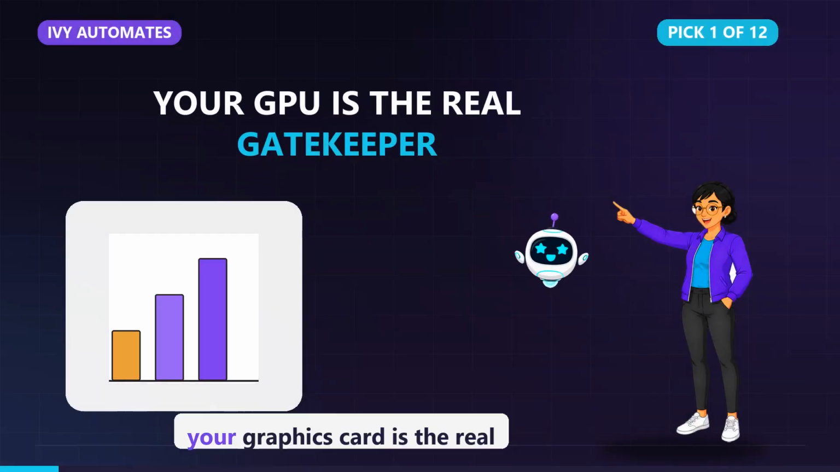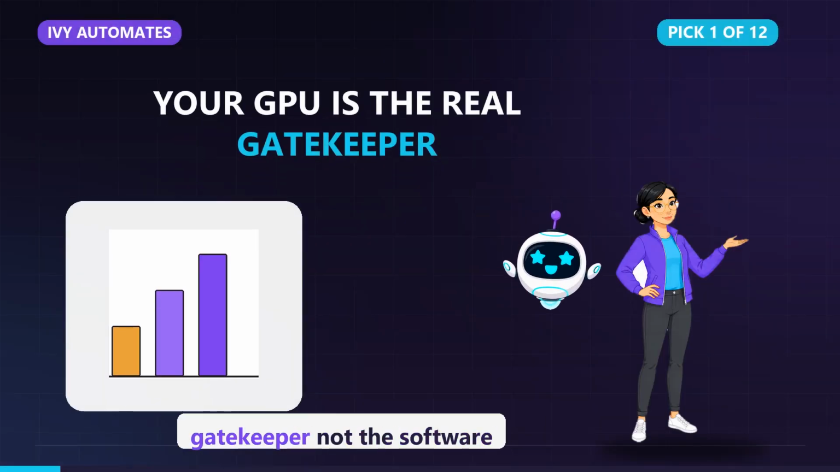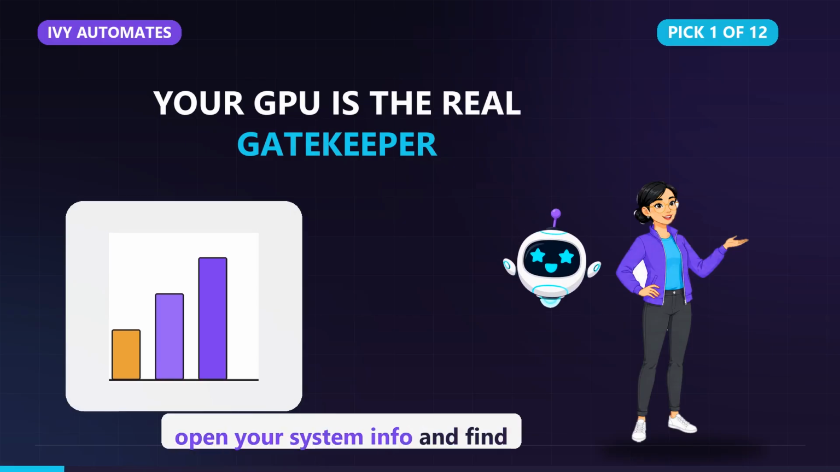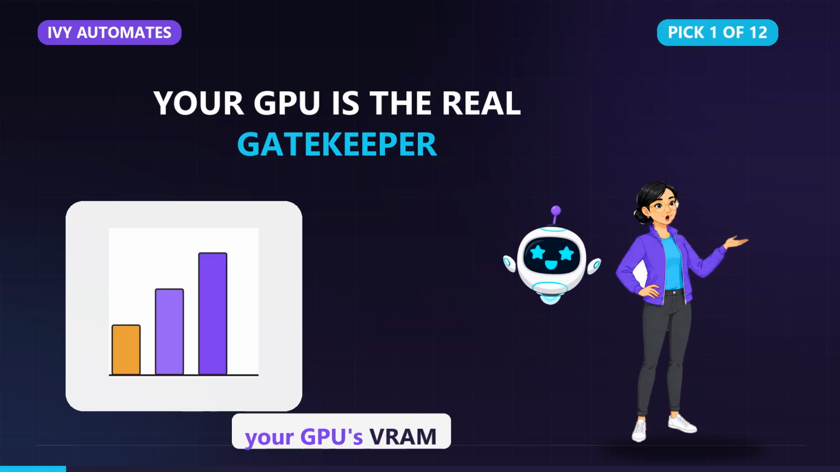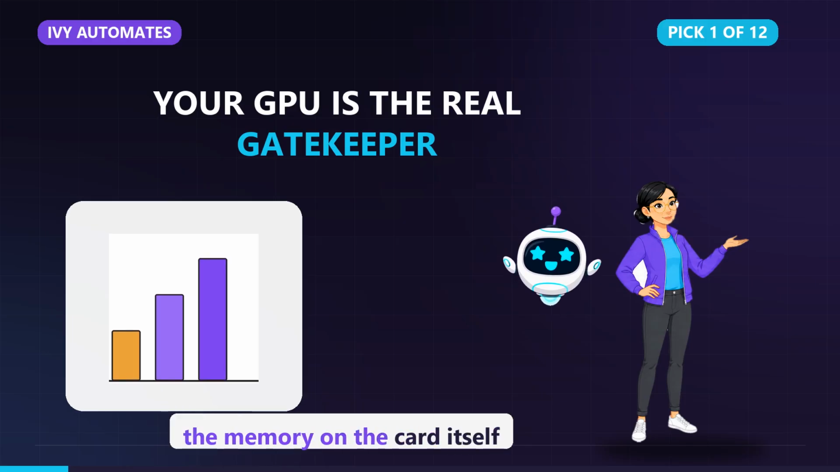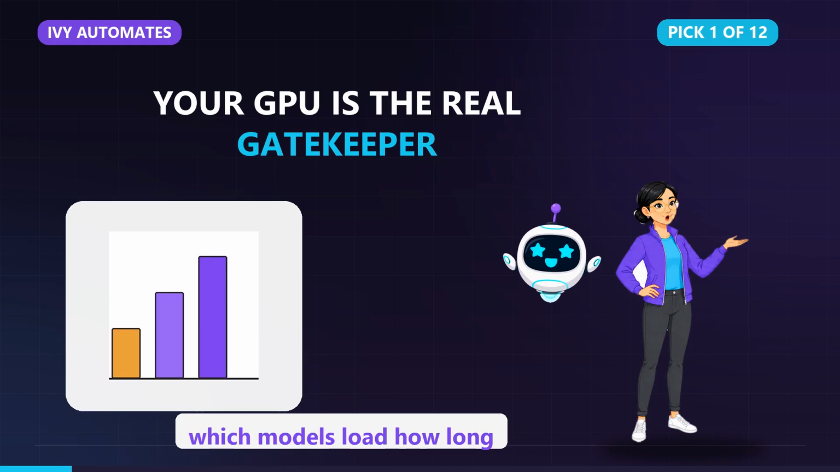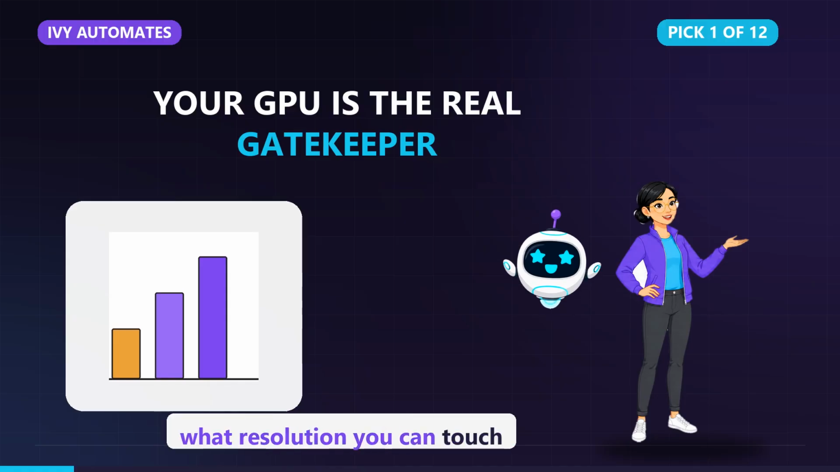Pick 1. Your graphics card is the real gatekeeper, not the software. Before you download a single model, open your system info and find one number, your GPU's VRAM, the memory on the card itself. That number decides everything: which models load, how long clips can be, what resolution you can touch.